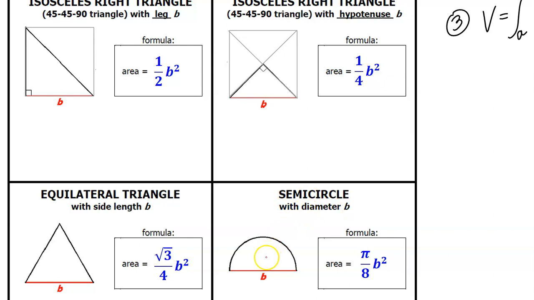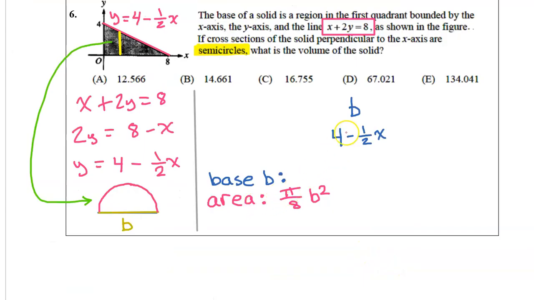For this problem, we are told that the slices are semicircles, so we will use pi/8 b squared. Again, our goal is to write an expression for the area of a single slice. Since the area is pi/8 b squared for a semicircle, and we already have an expression for base b, we can turn this into an expression for area by writing pi/8 b squared. Now we have an expression for the area of a single slice.